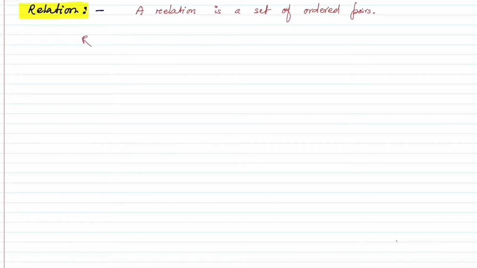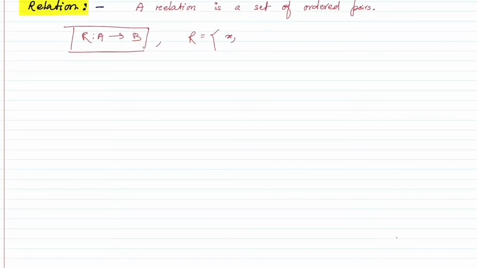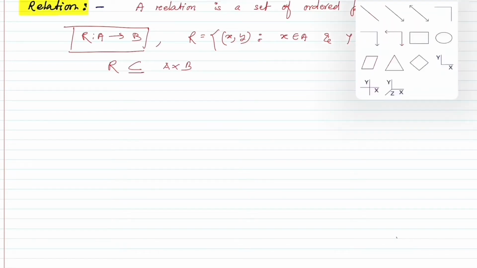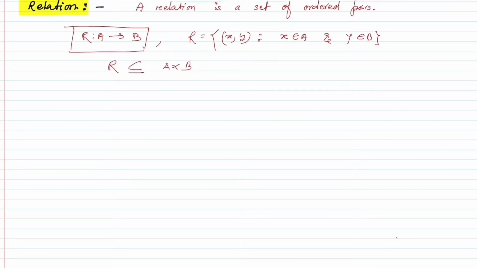So suppose we have a relation R from set A to set B. Here you see, if R is a relation from set A to B, it must be a set of ordered pairs x comma y, where x belongs to A and y belongs to set B. And remember one thing, that R is either a subset of A cross B or equal to A cross B. Okay, let me give you an example here.